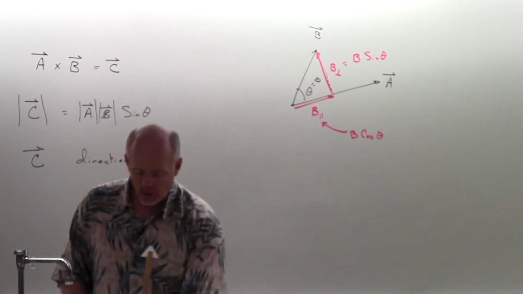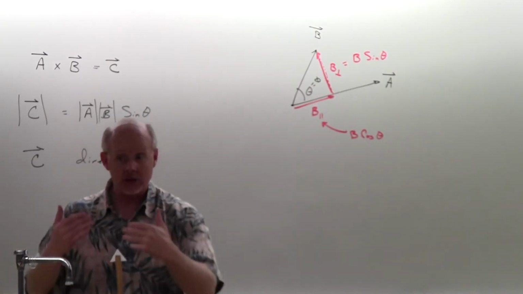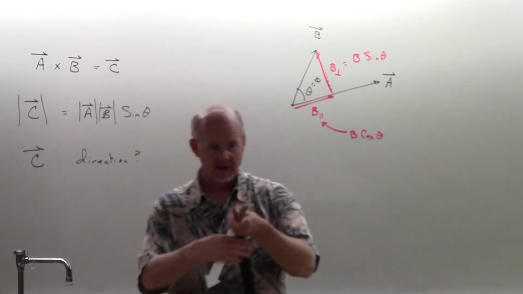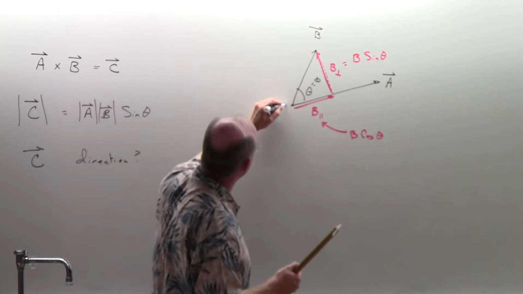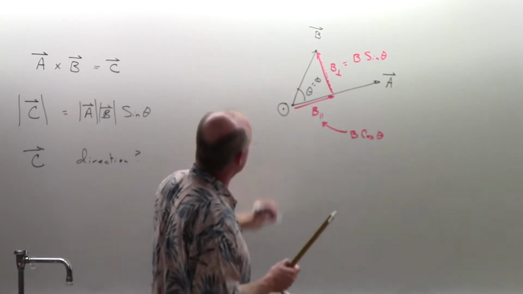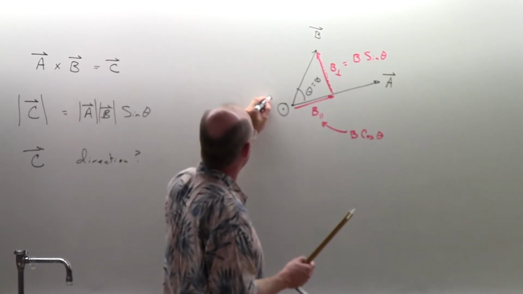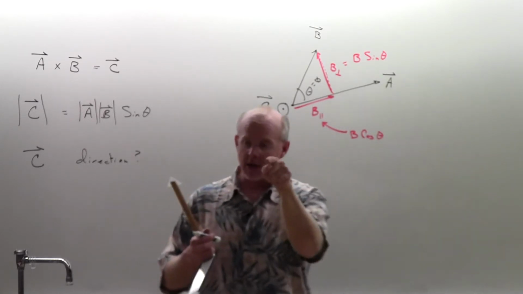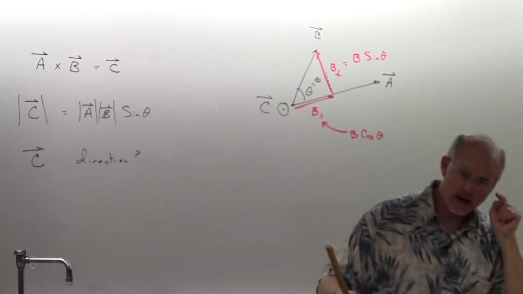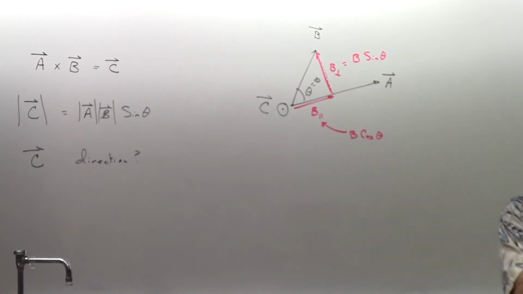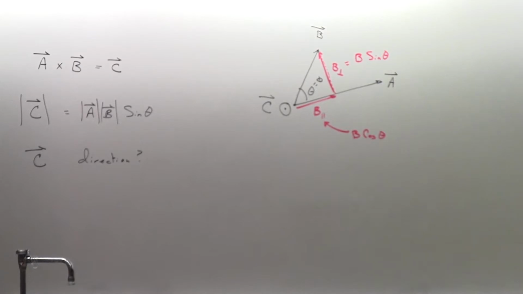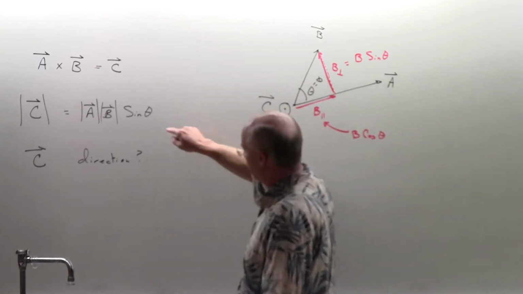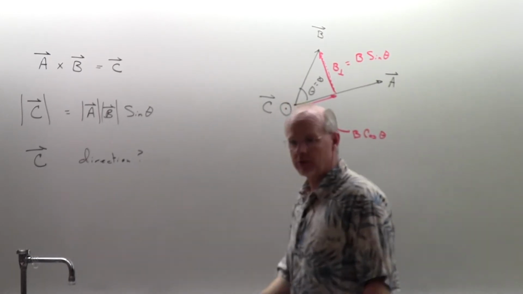Okay. Now, how do we represent a vector coming out of the board? Yeah, it sounds like some of you have seen it before. To represent a vector coming out of the board, we do a circle with a dot. Kind of what an arrowhead might look like. Hopefully you've never seen it. But an arrowhead being shot right at you would probably look like a circle with a dot. And so there is our cross product. This is its magnitude. This is its direction.